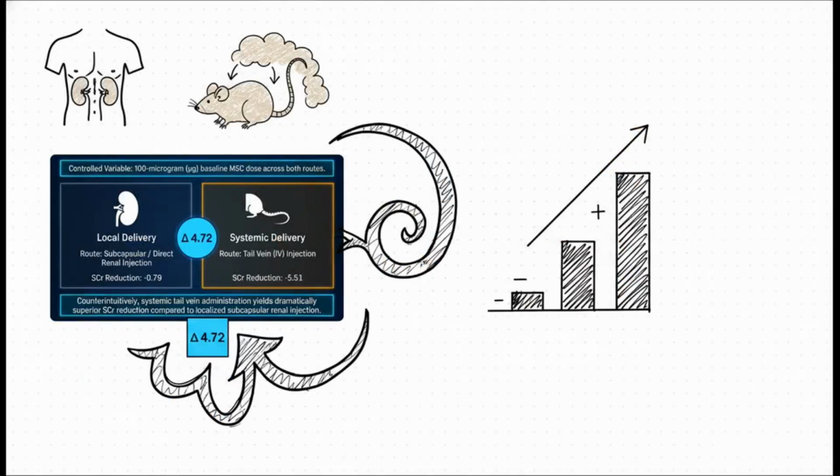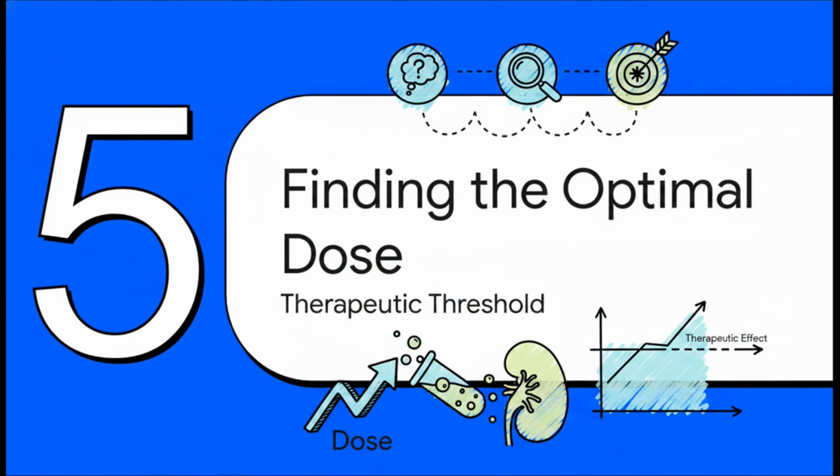Well, what's really interesting about this is that the data profoundly shatters that localized assumption. Just look at the numbers. When controlling the variable at a 100 microgram MSC dose, the local delivery, meaning the subcapsular direct renal injection, only yielded a serum creatinine reduction of negative 0.79. But the systemic delivery, administered via tail vein IV injection, yielded a massive negative 5.51 reduction. That is a staggering delta of 4.72. Counterintuitively, systemic tail vein administration drastically outperforms localized injection. No question.